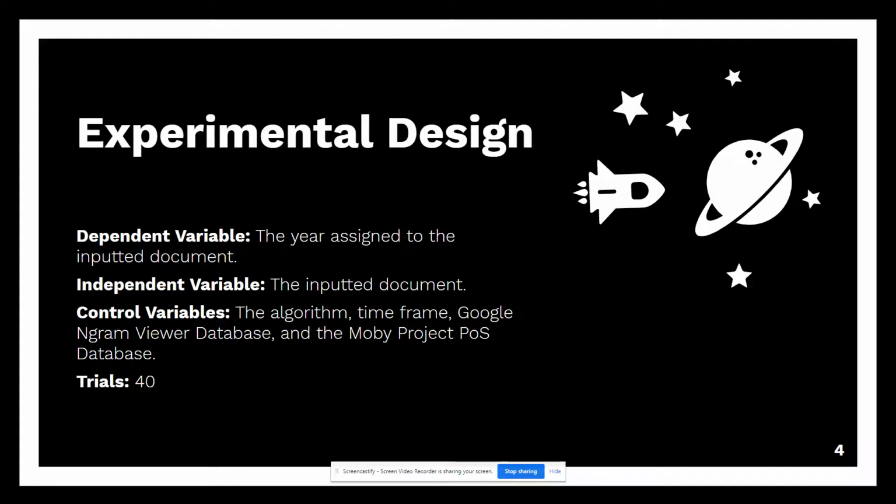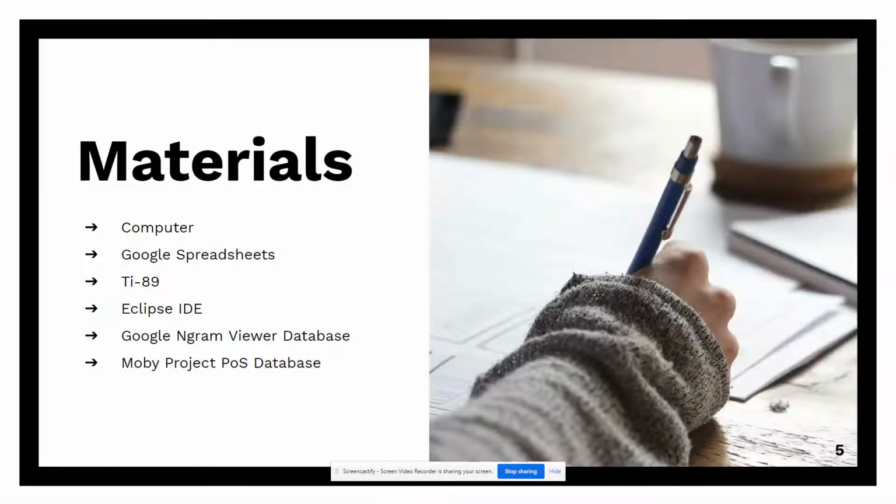My experimental design. My dependent variable is the year that was assigned to the inputted document, otherwise known as the year where the document was written. My independent variable is the estimated year from my algorithm. The control variables are the algorithm itself, the time frame I'm studying, 1600 to 2000, and the 2 databases that I'm using. The trials I'm running are 40.